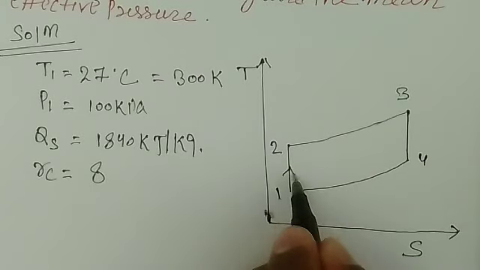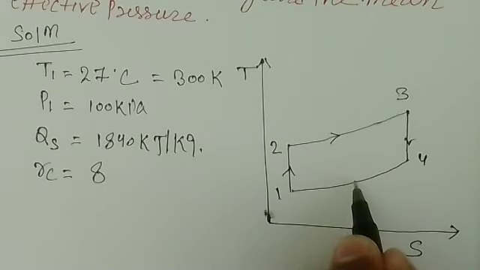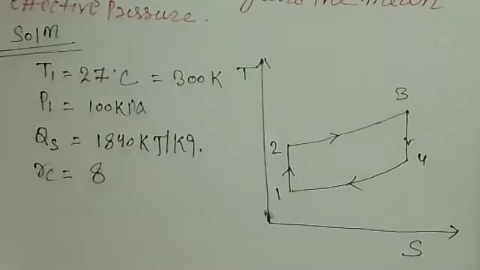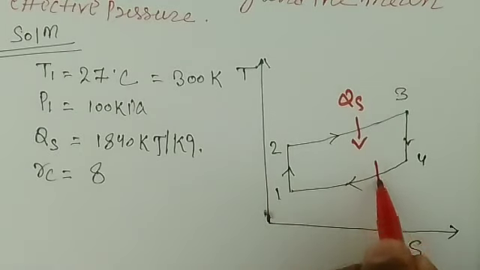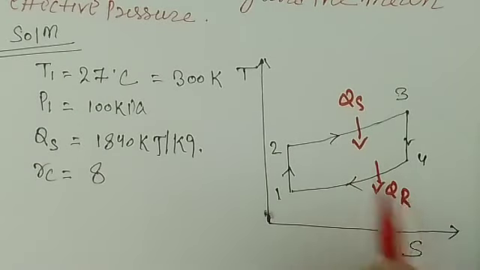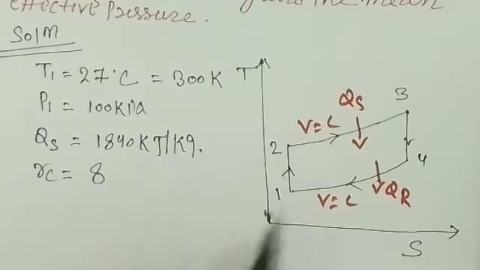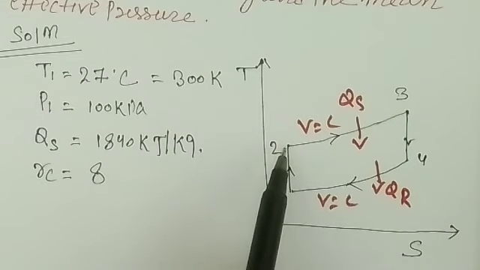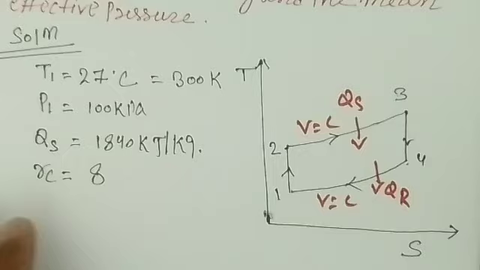So this is what you have: compression 1 to 2, 2 to 3 heat supplied, 3 to 4 expansion, and 4 to 1 heat rejection. Here this is the Q supply and this is the Q rejection, at constant volume, and here also constant volume. So you have to find the temperature and pressure at each point, meaning T2, P2, T3, P3 and T4, P4, we have to calculate, right?